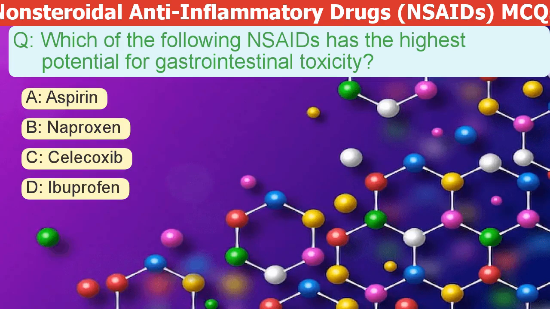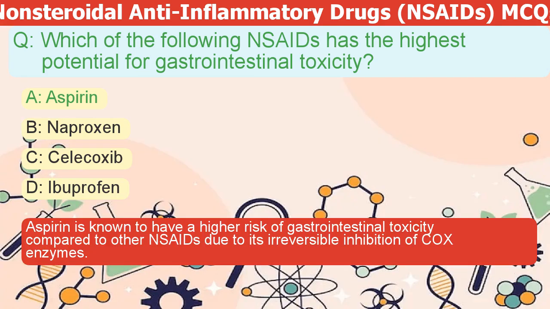Which of the following NSAIDs has the highest potential for gastrointestinal toxicity? A. Aspirin. B. Naproxen. C. Celecoxib. D. Ibuprofen. The correct answer is A. Aspirin is known to have a higher risk of gastrointestinal toxicity compared to other NSAIDs due to its irreversible inhibition of COX enzymes.